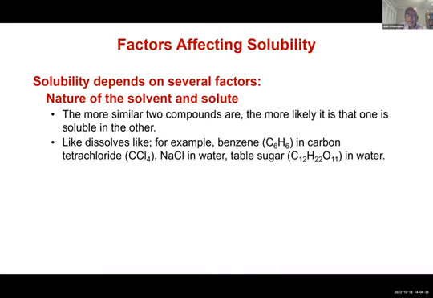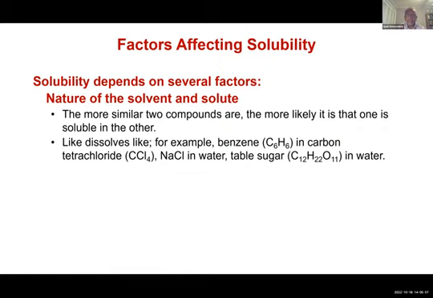For example, benzene is a hydrocarbon, which is non-polar. Carbon tetrachloride is a non-polar molecule. Therefore, they have only London dispersion forces. Non-polar compounds are alike, so they mix up. They are soluble together.